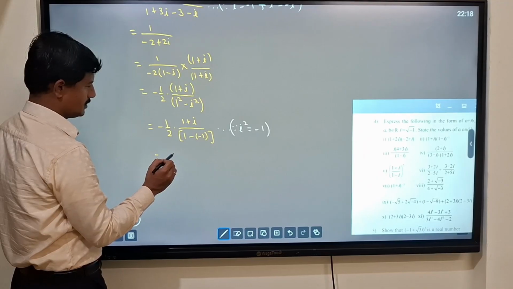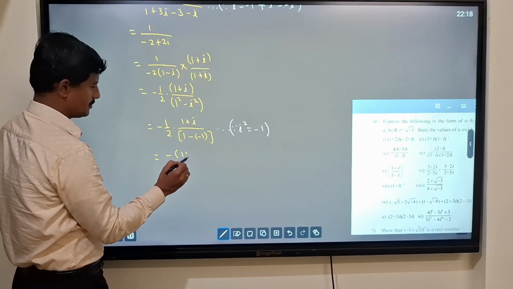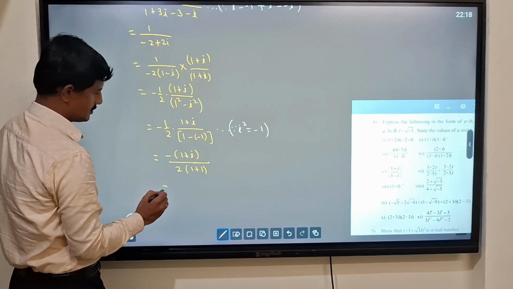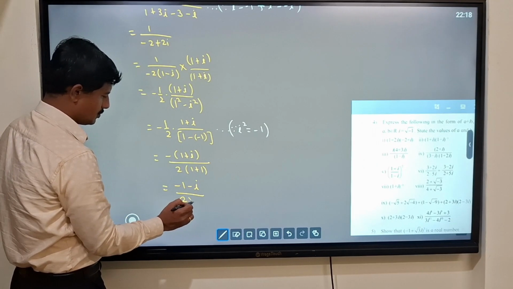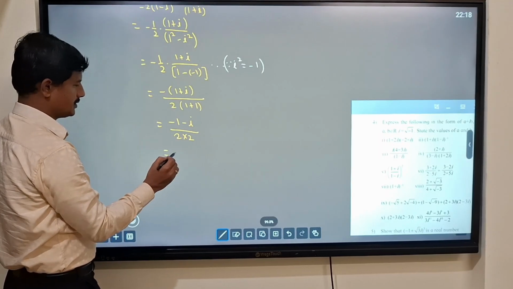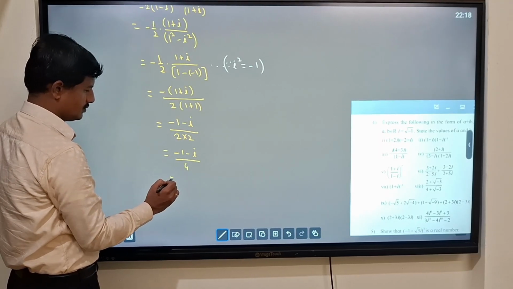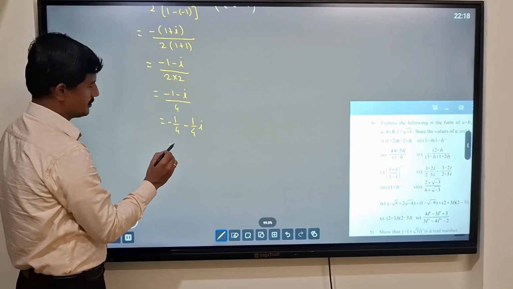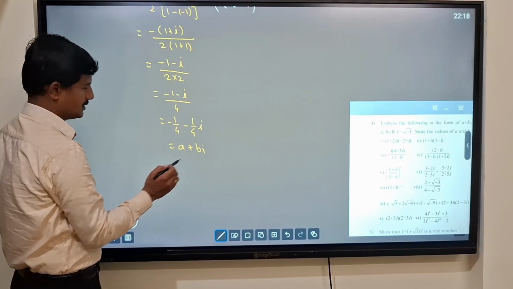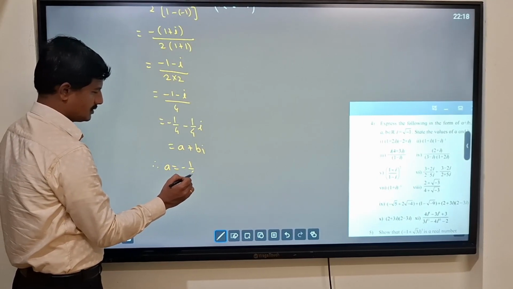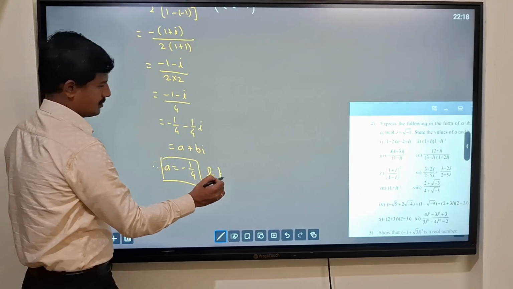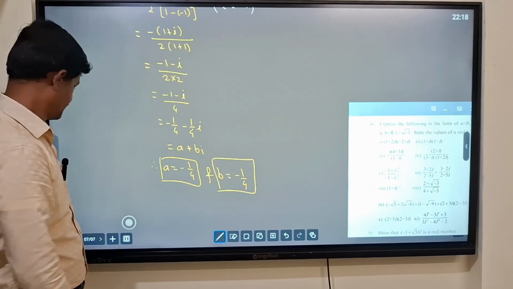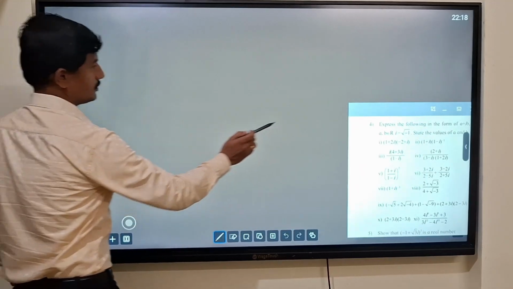So this becomes, for numerator, minus (1 plus i) upon 2 into (1 plus 1). So this becomes minus 1 minus i upon 2 into 2. This is simply minus 1 minus i upon 4. So this is minus 1 by 4 minus 1 by 4 i. Okay, on comparing with a plus bi, therefore we get a equal to minus 1 by 4 and b equal to minus 1 by 4. Now eighth one.